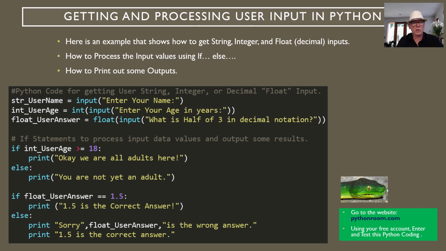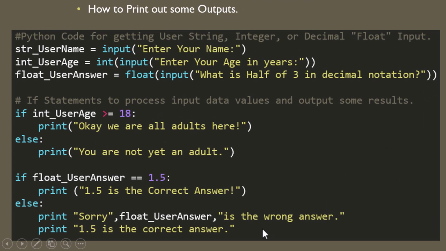So here's an example which shows we're just going to have a string variable where someone enters their name. So we'll ask them to enter their name. We'll ask them to enter their age in years, and we want that to be an integer value, a whole number. So in front of our input statement, we had to put int, the blue Python word, which will convert what they've typed in into an integer.